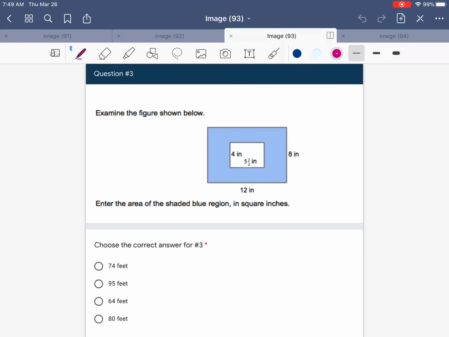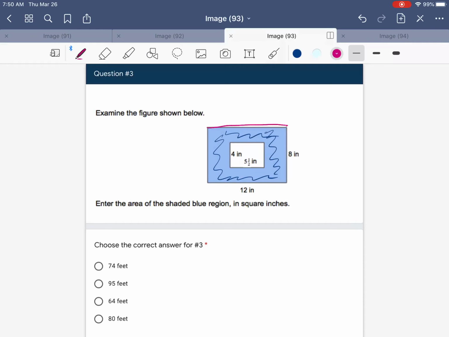Number 3. So it's showing two different squares. It says enter the area of the shaded blue region in square inches. So this one, in the end, it's wanting us to find the area of this part. But what we need to do is find the area of both of them. We're going to find the area of the bigger square and then find the area of the smaller square and subtract the area of the smaller square from the bigger square. But let's start with the bigger one.